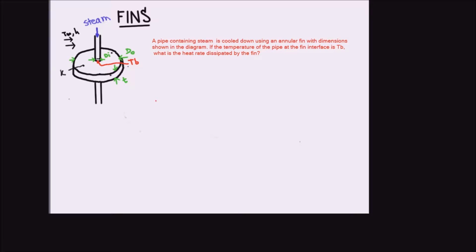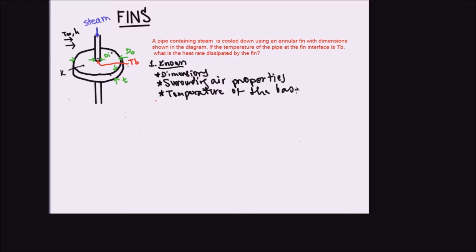Okay, so the first step to solving this problem is to list the things that we know. So what do we know? We know the dimensions of the fin. We know the properties of the surrounding air. And something really important is that we know the temperature of the base of the pipe at the interface. So temperature of the base.